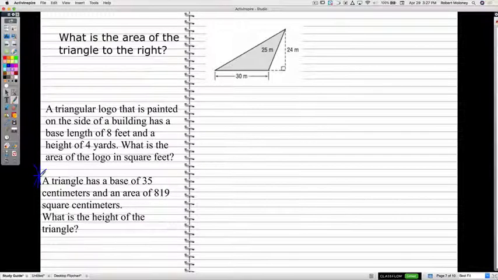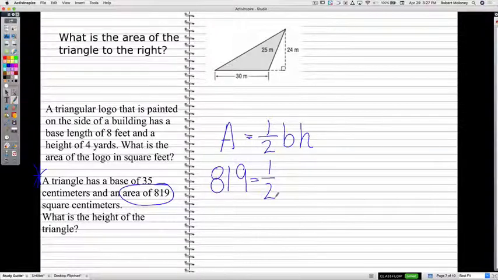So to do this, I've really got to come back to that same formula we've been working with on the entire paper: 1/2 base times height. That's how to find the area of a triangle. So we've got to plug in what we know, the known figures. We know the area is 819, so we plug that in for A. 1/2 won't change no matter what, and we know the base is 35. And finally, the height, that's the one we don't know. There's our unknown, so we're going to leave that as H.